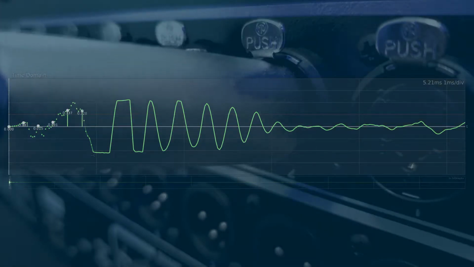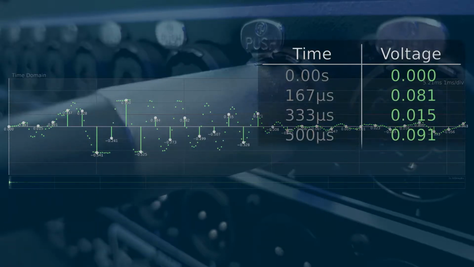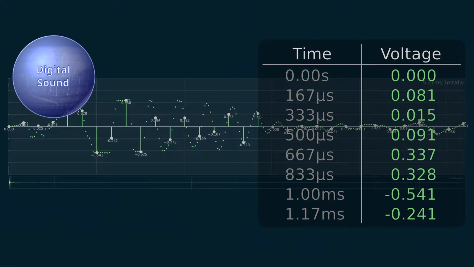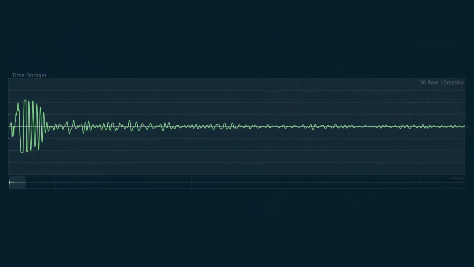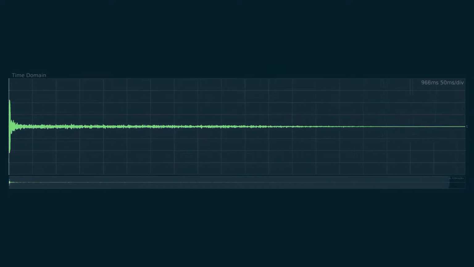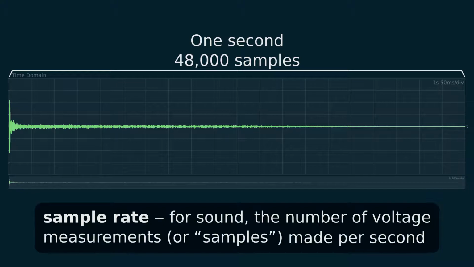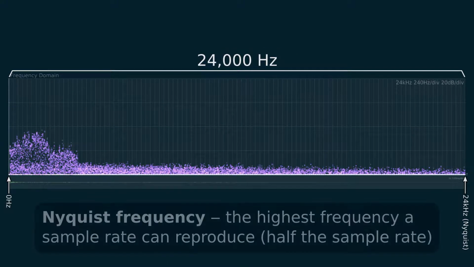We can measure the voltage tens of thousands of times per second, giving us a list of numbers representing the voltage at each measured point in time. This is called digitizing. Digitization is the process of turning something into a list of numbers representing separate measurements. The number of measurements made per second is called the sample rate. We can record sounds with frequencies up to 1/2 of our sample rate, which is called the Nyquist frequency.